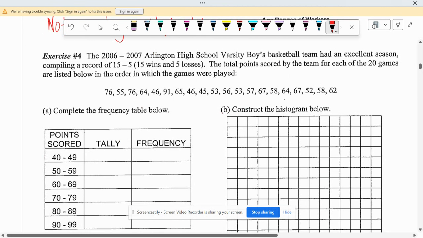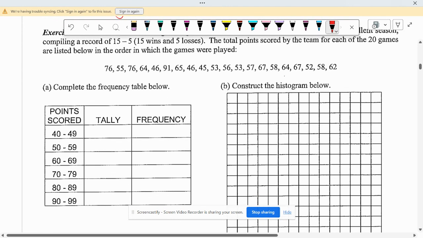Exercise number 4. The 2006-2007 Arlington High School varsity boys basketball team had an excellent season, compiling a record of 15-5, 15 wins and 5 losses. The total points scored by the team for each of the 20 games are listed below in the order in which the games were played. Complete the frequency table. We're going to take each one of these numbers and fit them into the frequency by making a tally. And then we're going to make our own histogram.